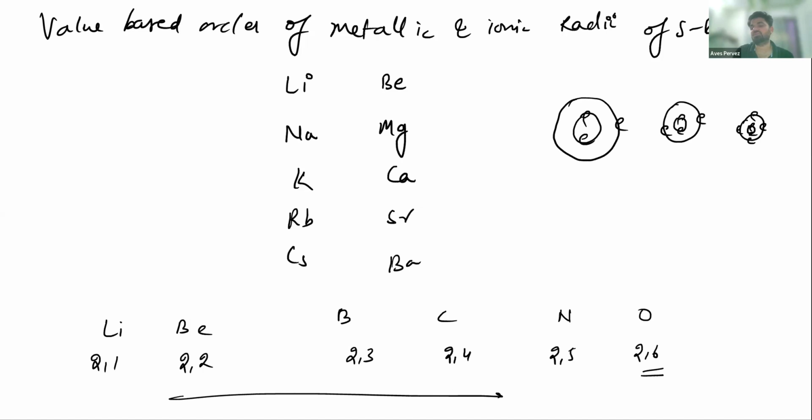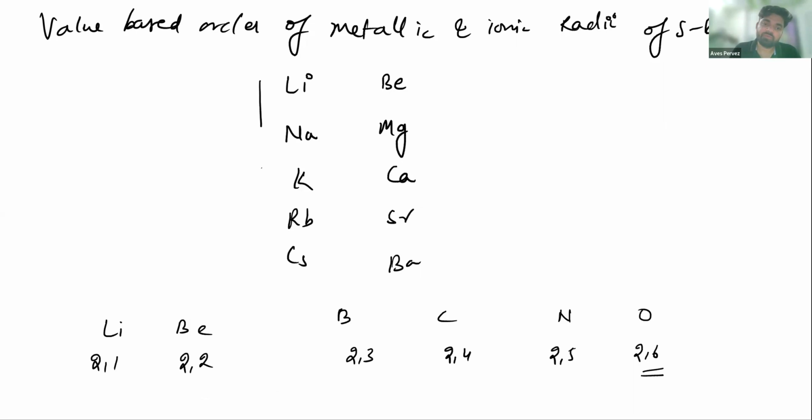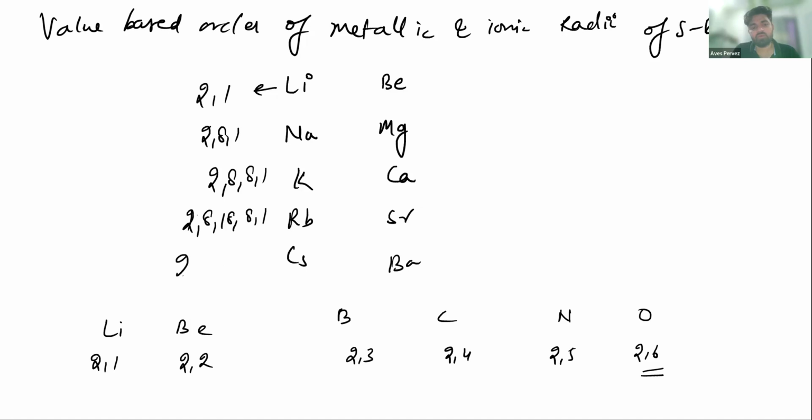So the size of the atom keeps decreasing due to the greater number of electrons and protons. And as we move down the group, the size of the atom increases. Why? Because every time an extra shell is added. The configurations go 2,1, then 2,8,1, then 2,8,8,1, then 2,8,18,8,1, then 2,8,18,18,8,1. This is how the electronic configuration is added. Are you getting this point? Yes, sir.